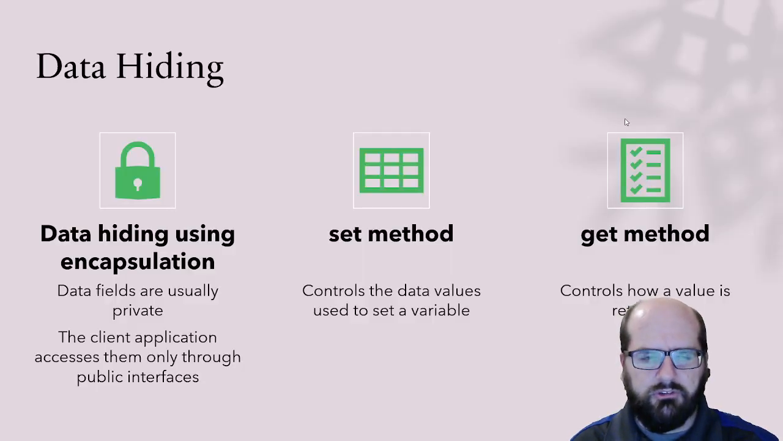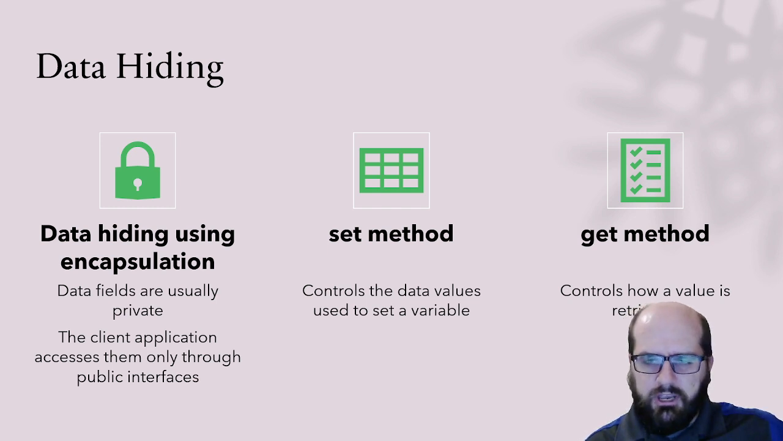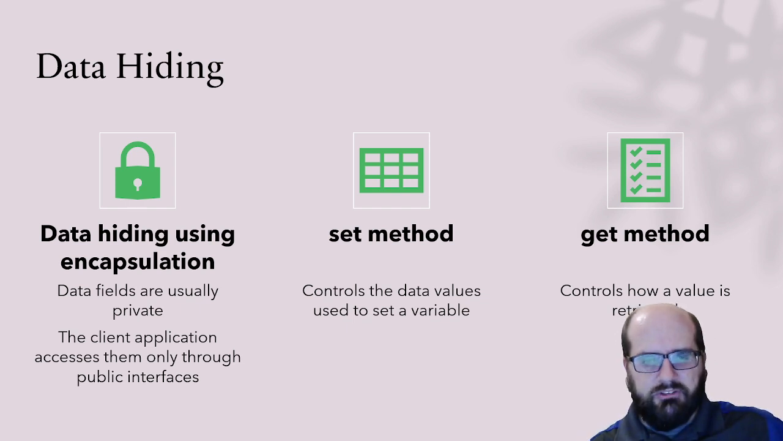This also allows for data hiding using encapsulation. As you know, we create getter methods and setter methods, or accessors and mutators. Most of our instance fields are private, and we share those with stuff outside the class by using an accessor. The client can only access the method through public interfaces. They can't dig deep into the code and mess around. The set method controls the data values used to set a variable, and the get method controls how a value is retrieved.